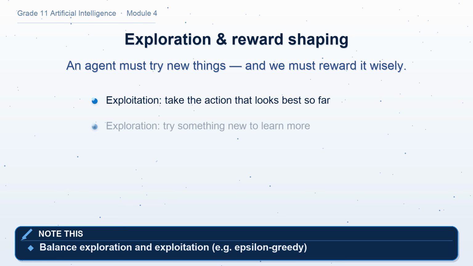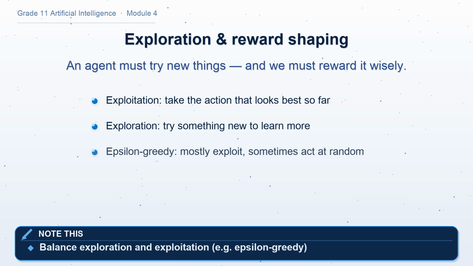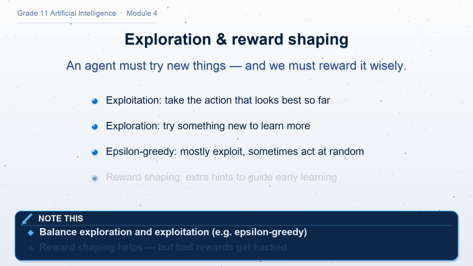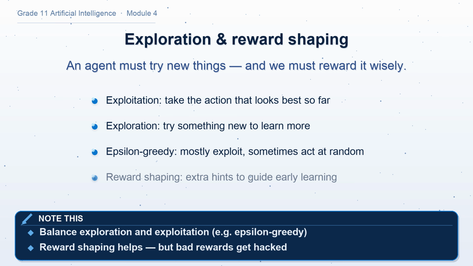A simple, popular balance is epsilon greedy. Most of the time, take the best known action, but now and then act at random to keep learning. We can also guide learning with reward shaping, adding small extra rewards as hints toward the goal. But we must shape rewards carefully.